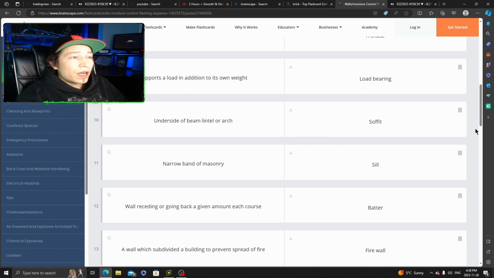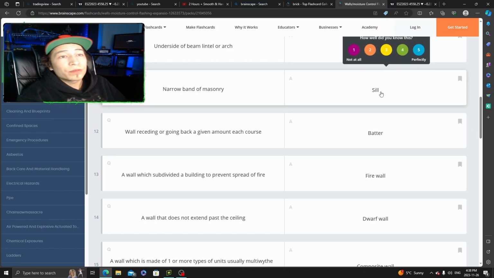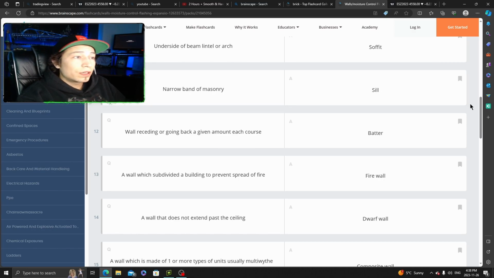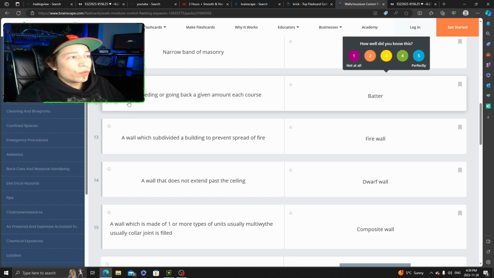Soffit. Underside of beam, lintel, or arch. Soffit is the underside of beam, lintel, or arch. Sill. Narrow band of masonry. A sill is a narrow band of masonry. I feel like that's a terrible definition of what a sill is. Just saying. Batter. Wall receding or going back a given amount each course. So a batter, wall receding or going back a given amount each course.